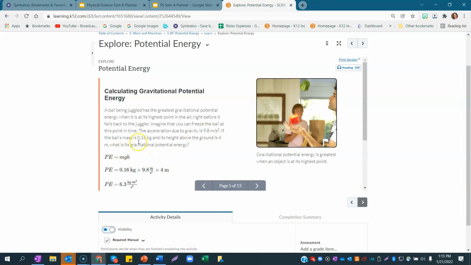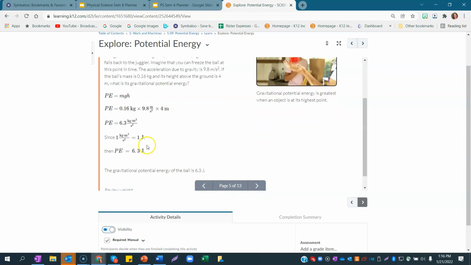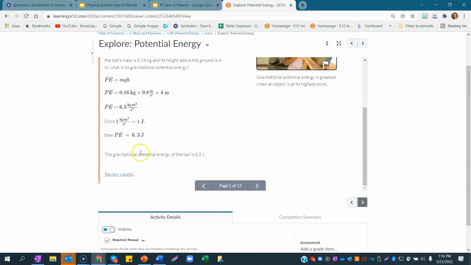So if the ball's mass is 0.16 kilograms and the height above the ground is 4 meters, what is the gravitational potential energy? This is what it looks like to plug everything into that formula. And then you're able to solve to get 6.3, and then putting in all the factors of kilograms and meters per second squared, remember, gives you an answer in joules. So you could just round that to 6.3 joules.